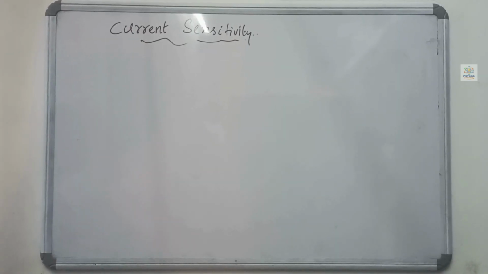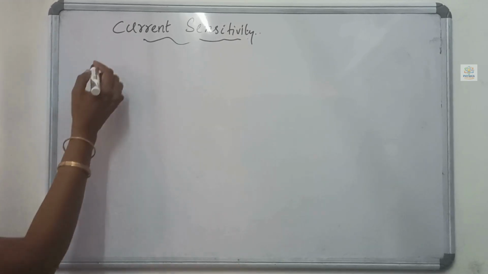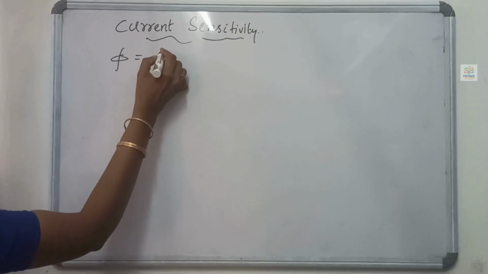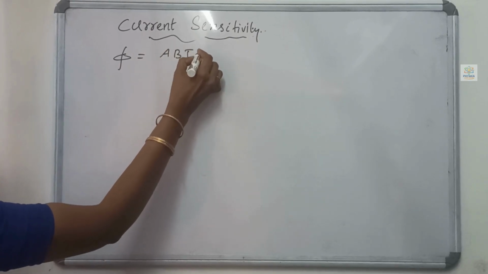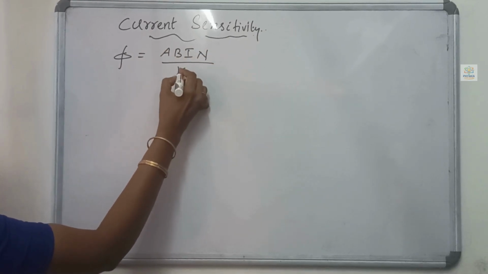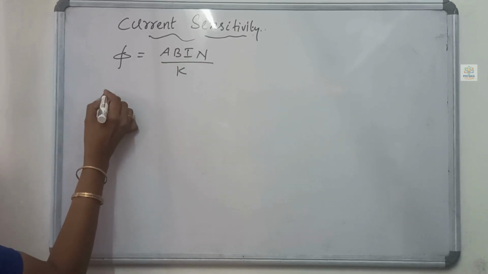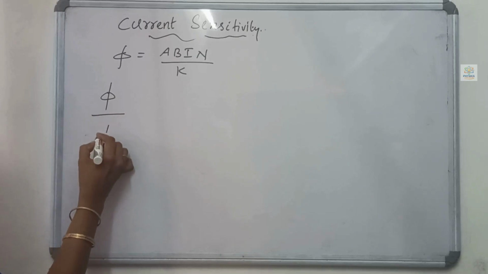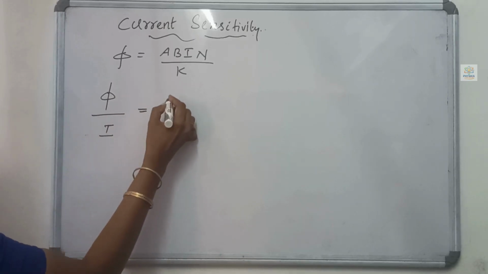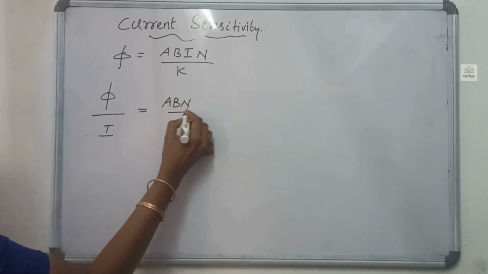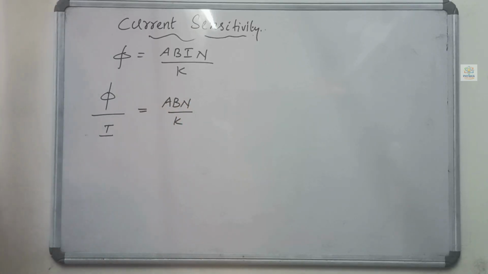Next topic is current sensitivity. You know this equation, phi is equal to A B I N by K. From this equation we can write phi by I is equal to A B N by K. So current sensitivity means deflection produced in the galvanometer per unit current. So phi by I only represents current sensitivity.